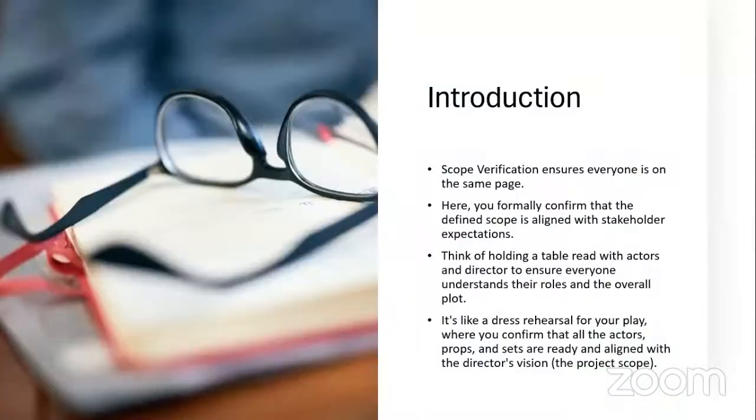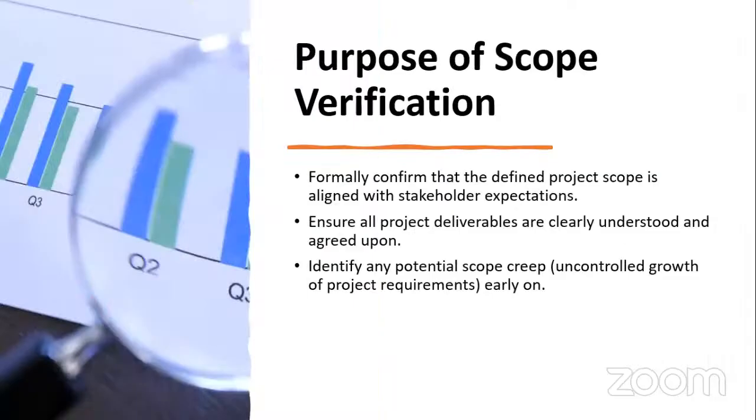Scope verification ensures that everyone is on the same page. Here, you formally confirm that the defined scope is aligned with the stakeholders' expectations. Think of holding a table read with actors and directors to ensure everyone understands their roles and the overall plot. It is like a dress rehearsal for your play, where you confirm that all the actors, props, and sets are ready and aligned with the director's vision, which is the project scope.